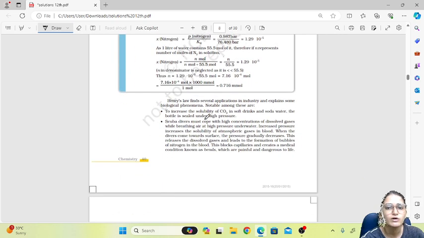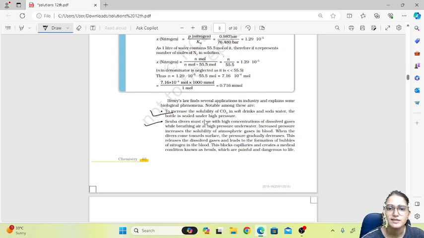Henry's law finds several applications in industry and explains some biological phenomena. First, a common example: to increase the solubility of carbon dioxide in soft drinks and soda water, the bottle is sealed under high pressure. As soon as you open the bottle, you can hear the fizz sound because the external pressure is less than the pressure under which it was sealed.